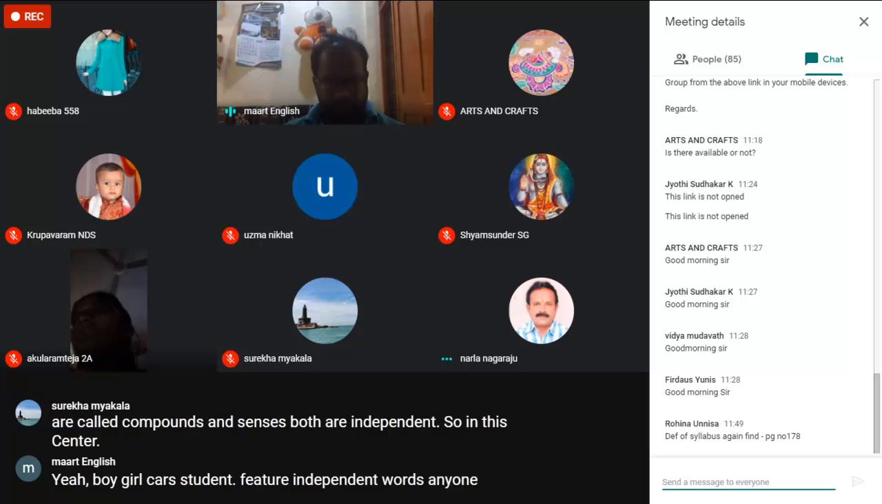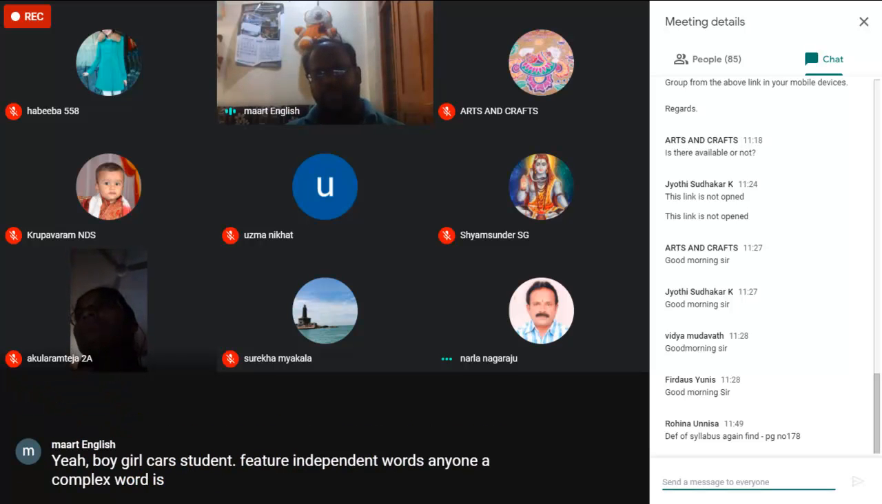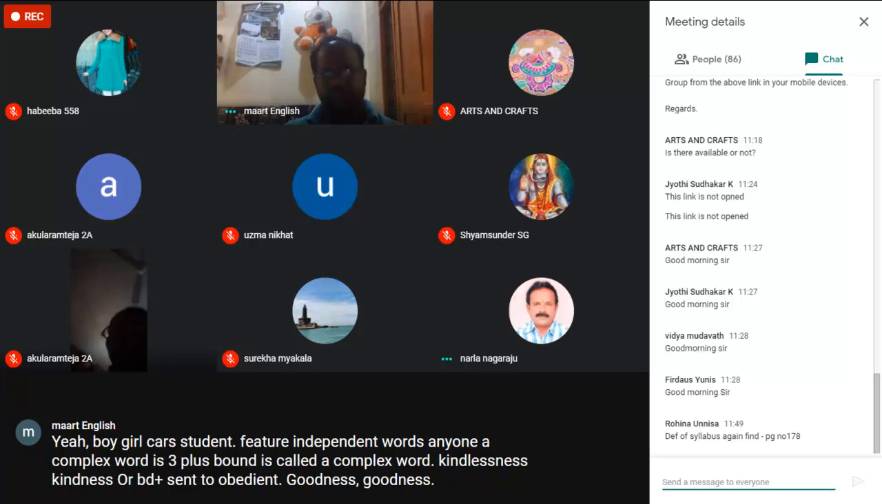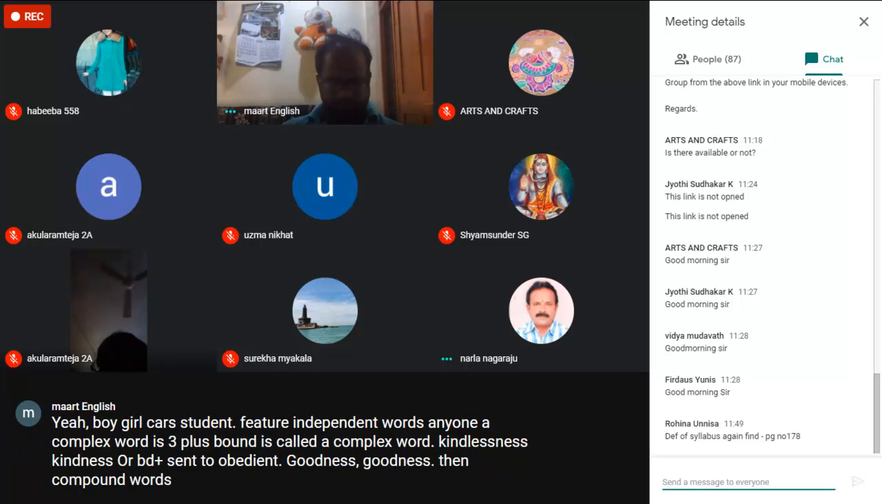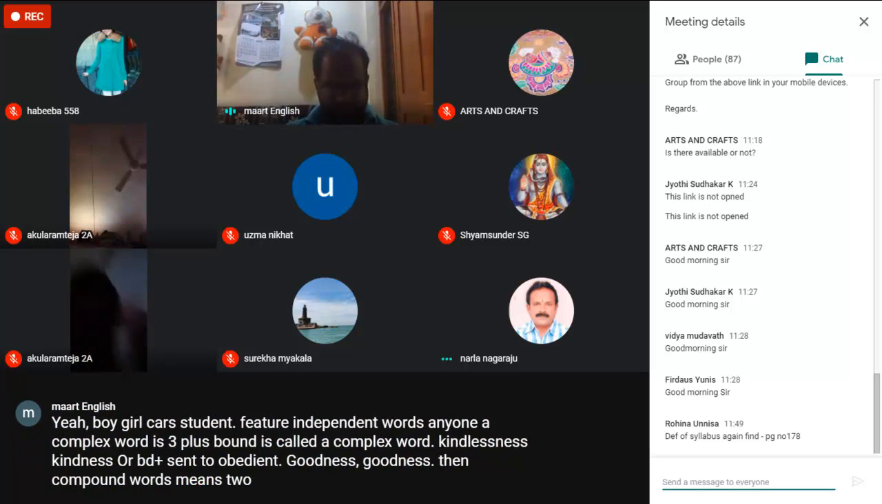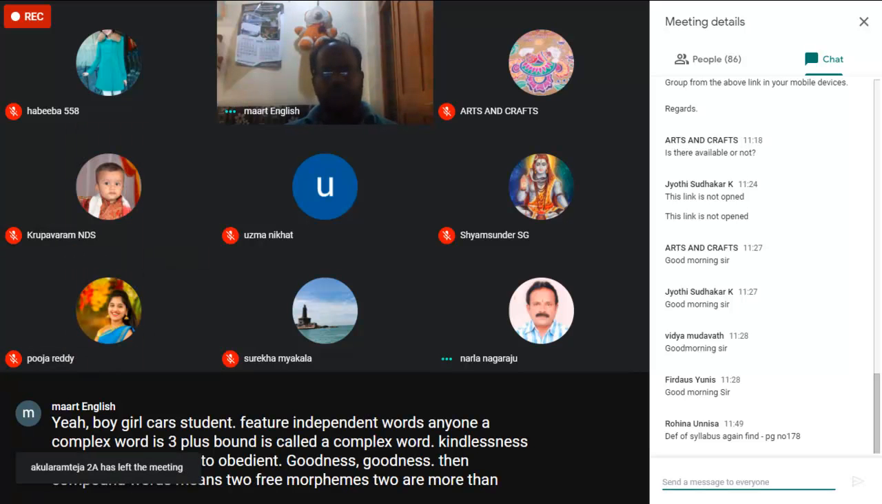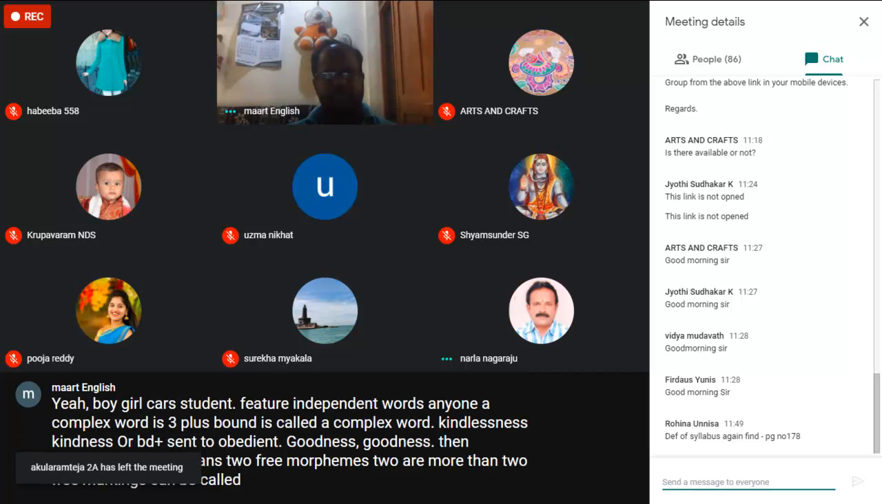A complex word is free plus bound. It is called a complex word. Kind plus ness, kindness. Obedi plus ent, obedient. Good plus ness, goodness. Then compound words mean two free morphemes. Two or more than two free morphemes can be called compound words.